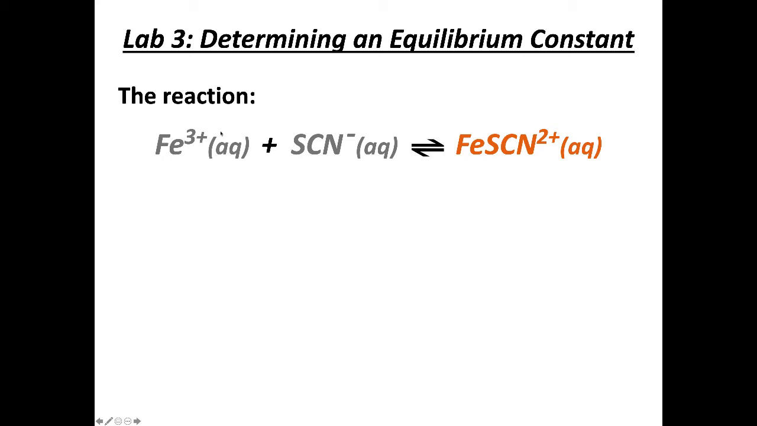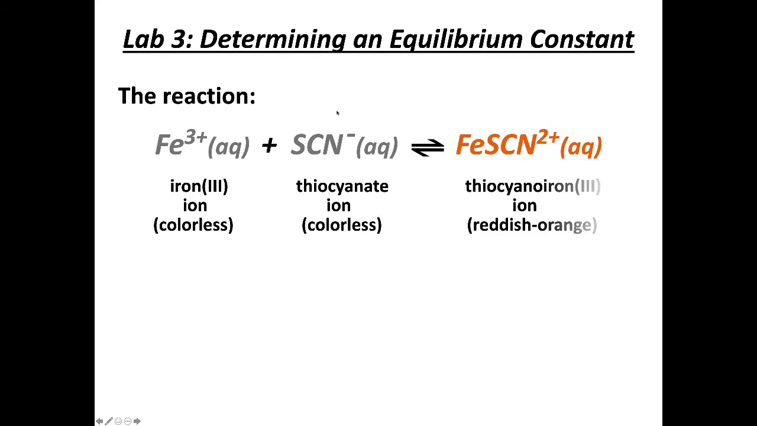First of all, the reaction that you will be determining an equilibrium constant for is the reaction between the iron 3 plus ion and the thiocyanate ion to make the complex ion thiocyanoiron 3. Now, the iron 3 plus and the thiocyanate ions are both clear and colorless, and these are in aqueous solution, as is the product thiocyanoiron 3, and that complex ion is a reddish-orange color.